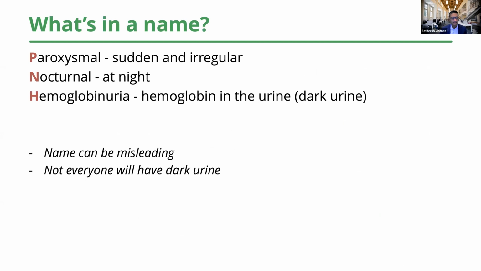So what's in the name? Some of you have already heard this before, but PNH is an acronym for paroxysmal nocturnal hemoglobinuria. Paroxysmal is something which occurs suddenly or in an irregular or intermittent fashion. Nocturnal means at night, and hemoglobinuria is when there is hemoglobin, which is inside the red blood cell. When that red blood cell breaks down, the hemoglobin gets released into the blood and later on into the urine, which gives rise to this dark urine. Now, it's important to remember that this name can be misleading because not all of these features are seen in all individuals. Additionally, not everyone will have dark urine.